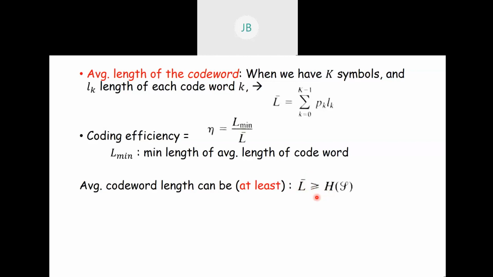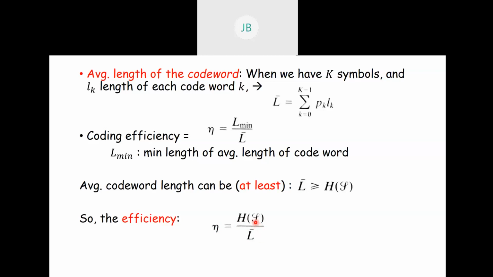So this gives the lower bound of the average code word length. Based on this, we can redefine the efficiency. This is a general equation for efficiency we have seen in the earlier lectures. The efficiency is given by the entropy divided by the average code word length.